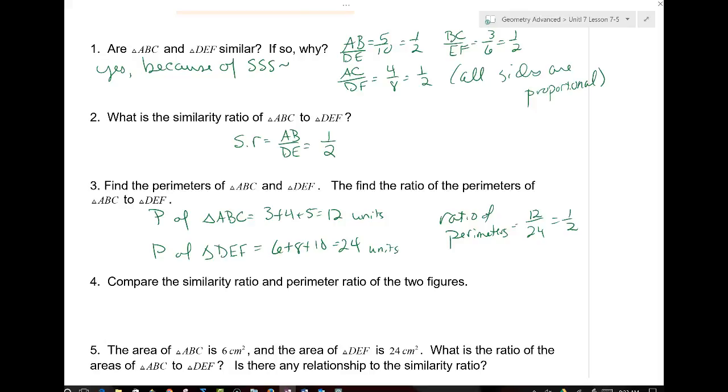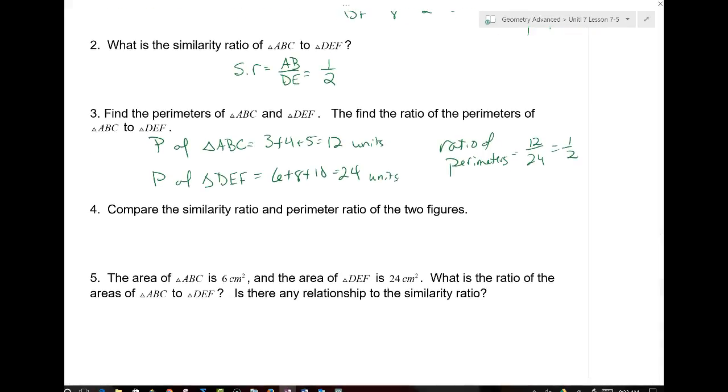No. So then it says compare the similarity ratio and the perimeter ratio of the two figures. Well, what do we know? The similarity ratio is 1/2. The ratio of the perimeters, I call it ratio of perimeters, doesn't really matter. So if you ever see RP, that's what it means. It's 1/2. What is it? They're equal. Why would that make sense, besides the math doesn't lie?